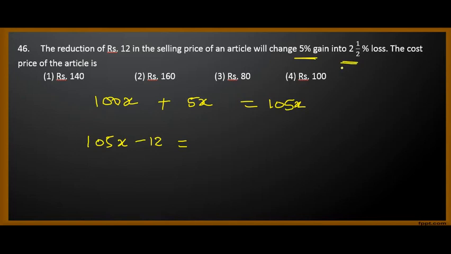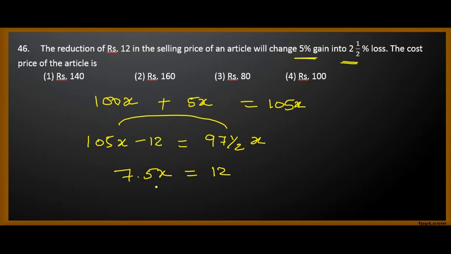He will get 2.5% loss. So this will become 97.5x, because he got a loss of this much. So on simplification, if you bring this 97.5 to the left hand side, 105 minus 97.5 is equal to how much? 7.5x, which is equal to 12.